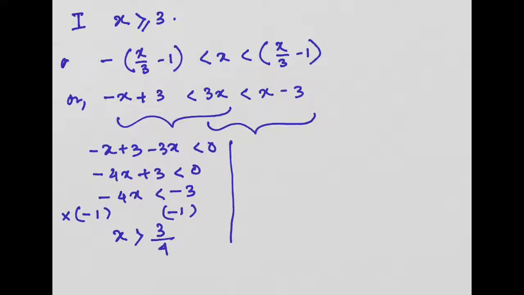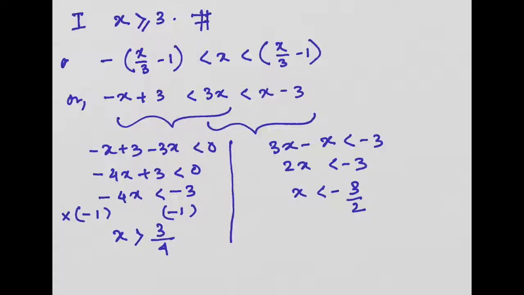One solution. Now here I am seeing what I am getting over here. So here 3x minus x less than minus 3. So 2x less than minus 3. So x less than minus 3 by 2. Now look at these two things very carefully. I am saying that my condition should match x greater than or equal to 3. For this solution it is not matching, and for this, okay, this is also not greater than 3.